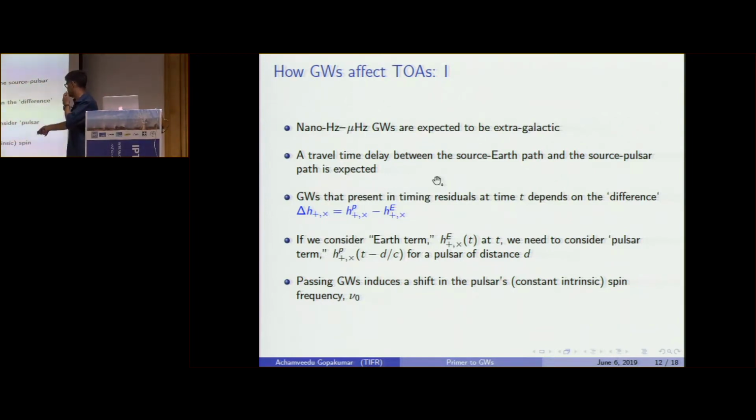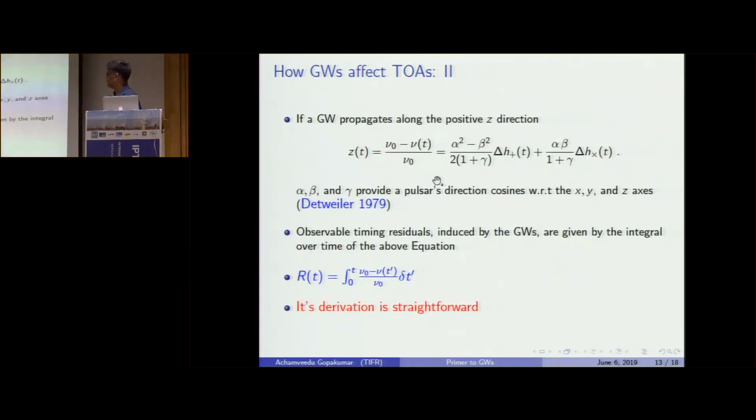essentially the observed, or measured, spin frequency of the pulsar, and this can be worked out in a fairly straightforward manner. So again, I'm not going to do this derivation. In fact, it's actually fairly straightforward. For LIGO, you need something called the geodesic deviation equation, but here I only need the geodesic equation to derive this. I will not do this derivation, but catch me if you want.